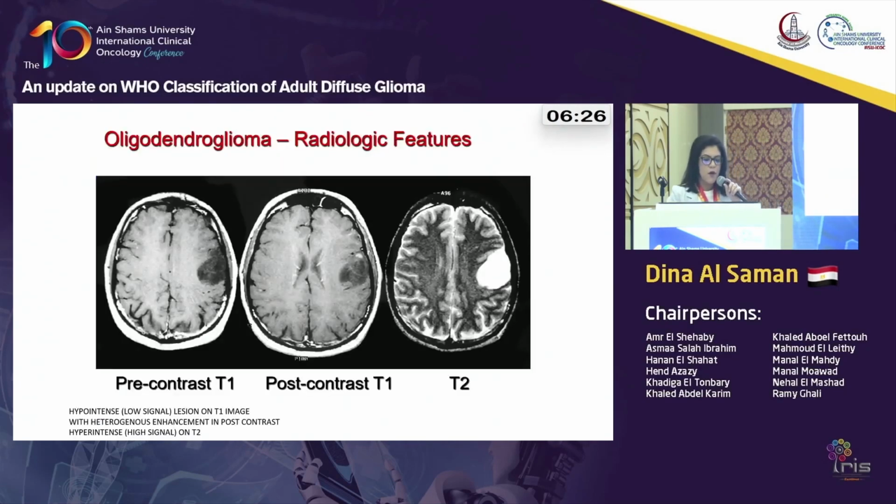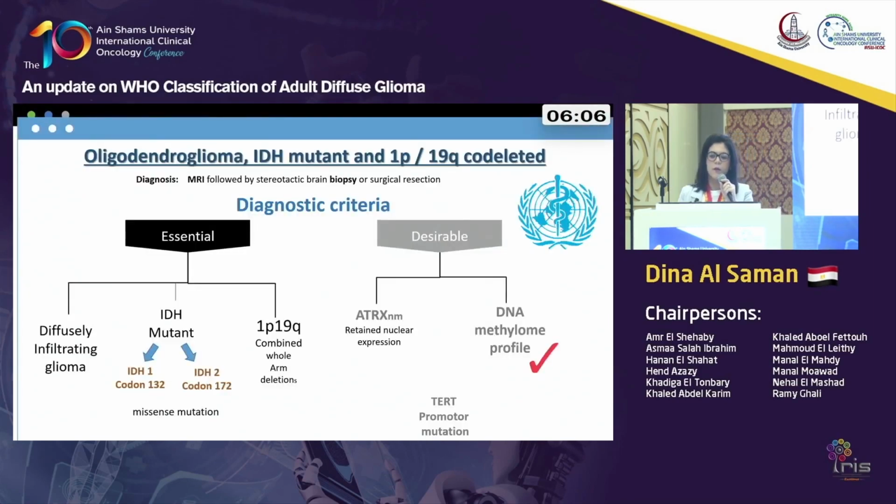Okay, moving to the next one, the oligodendroglioma. This is the radiology. Okay, we have three sections. The pre-contrast shows hypointense low signal, the post-contrast shows heterogeneous enhancement, and the T2 shows hyperintensity. For me as a pathologist, when I get the biopsy, how am I going to diagnose this? I will look again for the essential criteria. Number one is that I have a diffusely infiltrating glioma. Number two is I'm going to do the IDH testing, and again I find it IDH mutant. Necessarily it should be mutant. And number three, I'm going to do further testing for the 1p19q co-deletion and find a combined deletion.